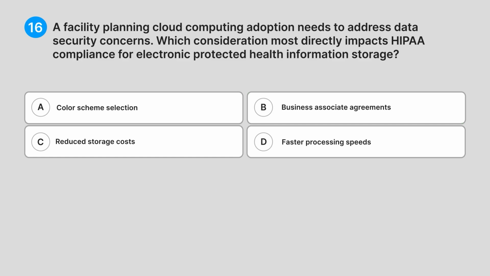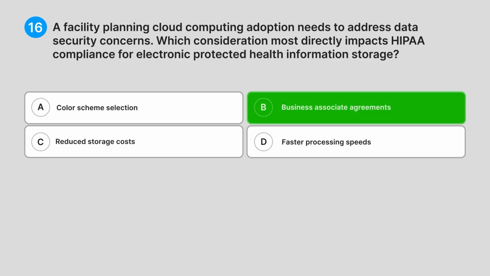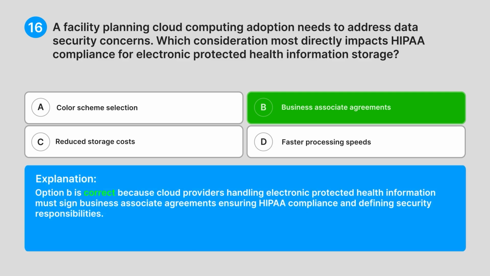Correct answer, B. Business associate agreements. Explanation. Option B is correct because cloud providers handling electronic protected health information must sign business associate agreements, ensuring HIPAA compliance and defining security responsibilities.